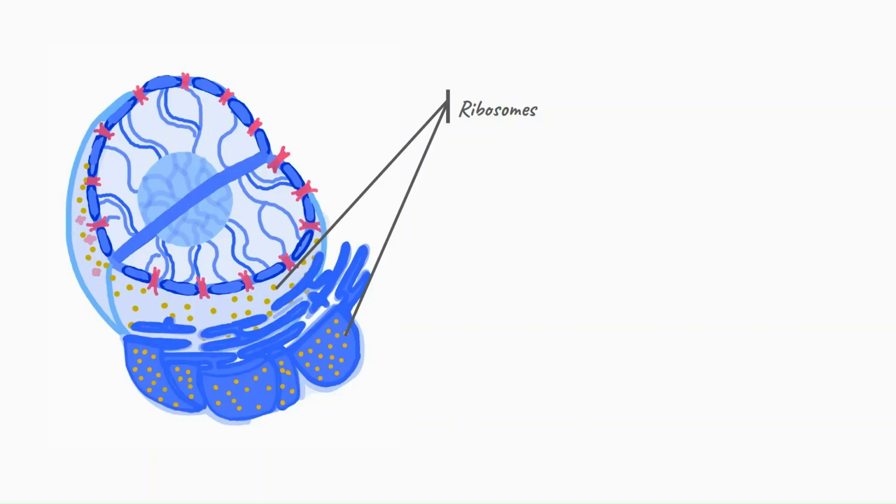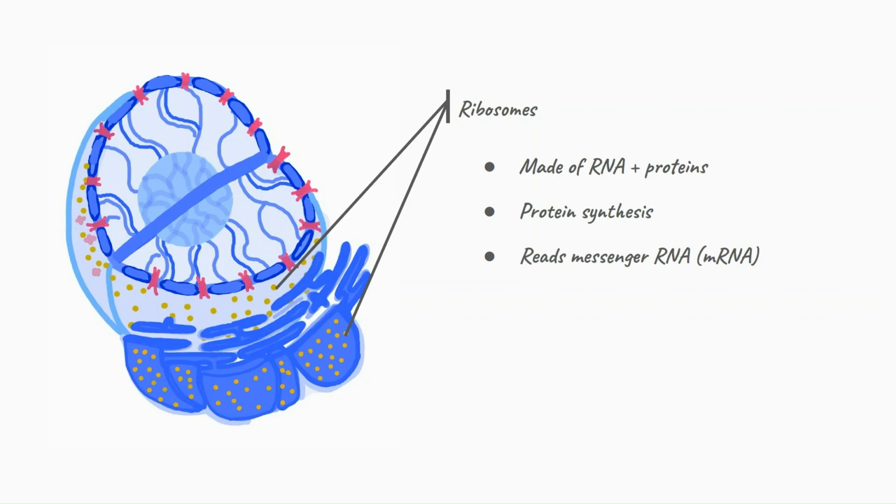Alright, moving on to what are ribosomes? Well, as already mentioned, they are these yellow dots on the rough ER. They are made from a combination of RNA and proteins, and these complexes are what make proteins in the cell. They make these proteins by reading messenger RNA and translate the mRNA genetic code into amino acids, and then finally to proteins.